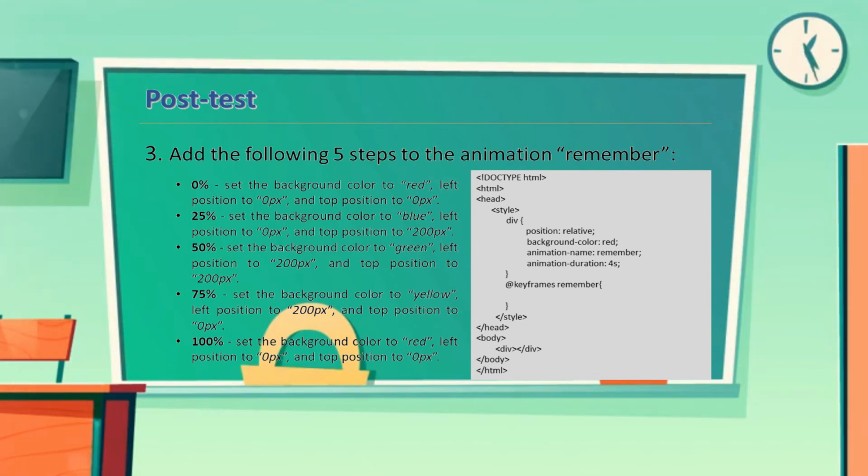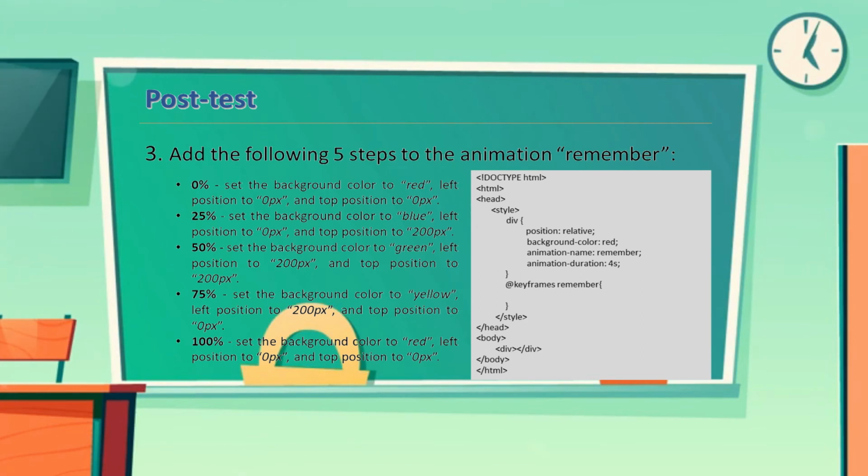Second, in 25%, set the background color to color blue, left position to 0 pixel, top position to 200 pixel. Third, in 50%, set the background color to color green, left position to 200 pixel, and top position to 200 pixel. Fourth, in 75%, set the background color to color yellow, left position to 200 pixel, and top position to 0 pixel.